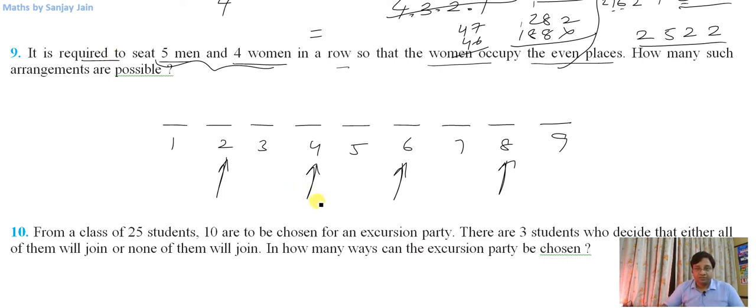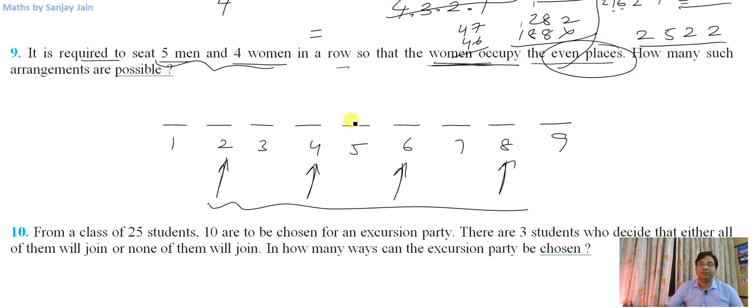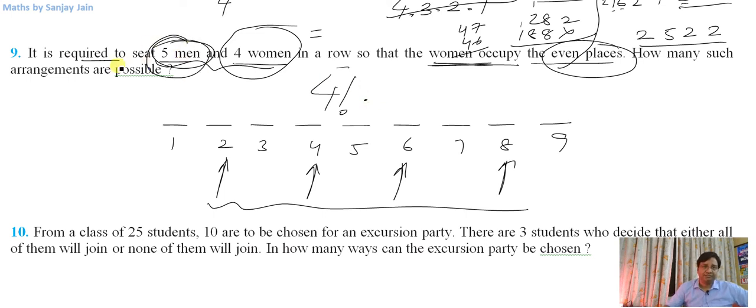So these will be the 4 even numbered places and I want these women to occupy the even places. So 4 even places are there, 4 women are there. They can occupy the even places in 4 factorial ways, right? So the women are seated now in 4 factorial ways. And then 5 places are remaining and 5 men are there. So these 5 places can be occupied by these 5 men in 5 factorial ways.